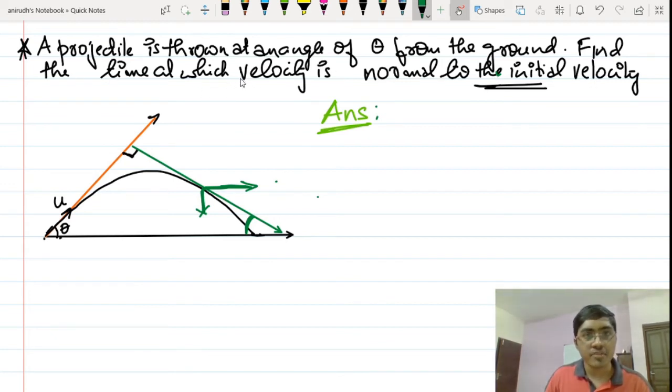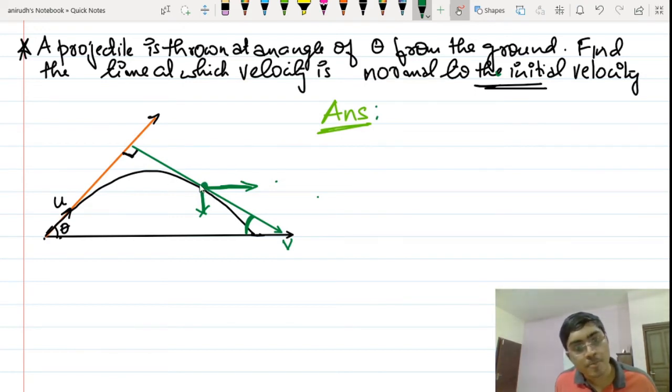Find the time at which the velocity is normal to the initial velocity. Initial velocity is this, isn't it? I am just extrapolating this like this. This is my initial velocity. At this point, my velocity at this particular moment is this, v, right? This is the velocity at that particular moment. Now, this is actually perpendicular to the initial velocity. So if I extrapolate this to the back side, this is where my body is at that moment. The velocity of the body is like this.